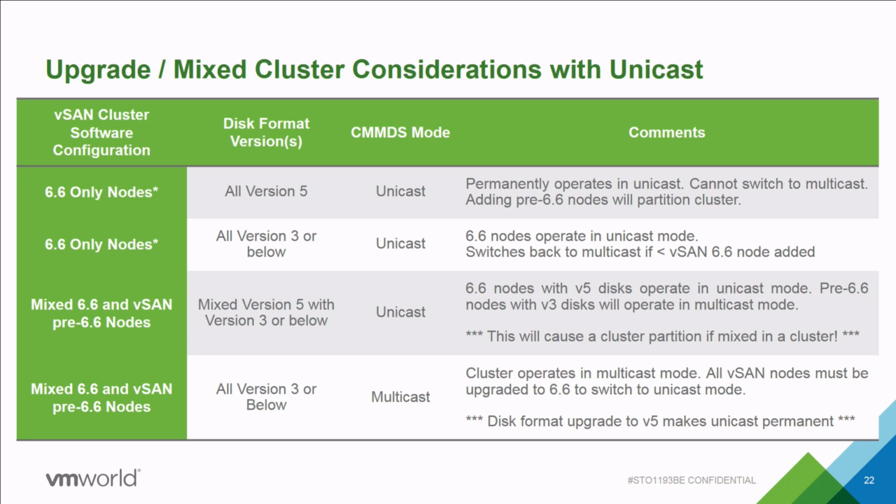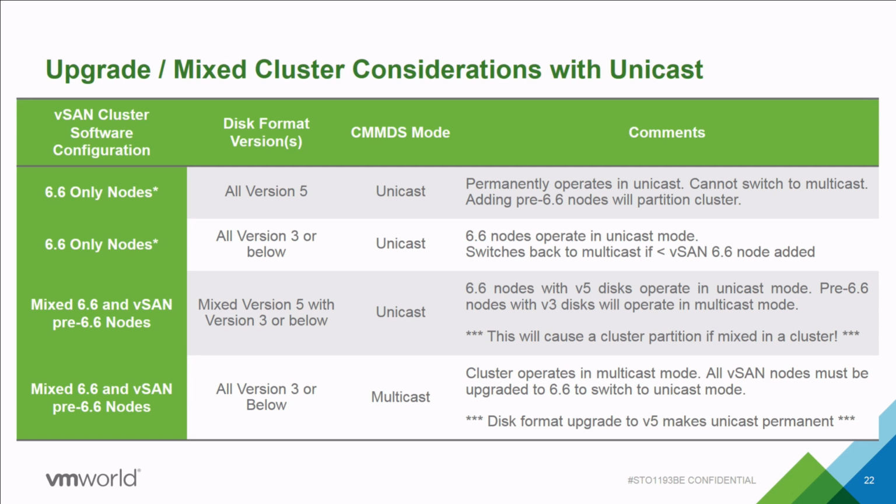If, however, I've upgraded everything to 6.6 and I decide I want to use something like encryption, which is available in 6.6, I upgrade the on-disk format to version 5, which is what I highlighted previously. If all my hosts are 6.6 and my on-disk format is version 5, I'll never go back to multicast. I will only ever remain at Unicast.